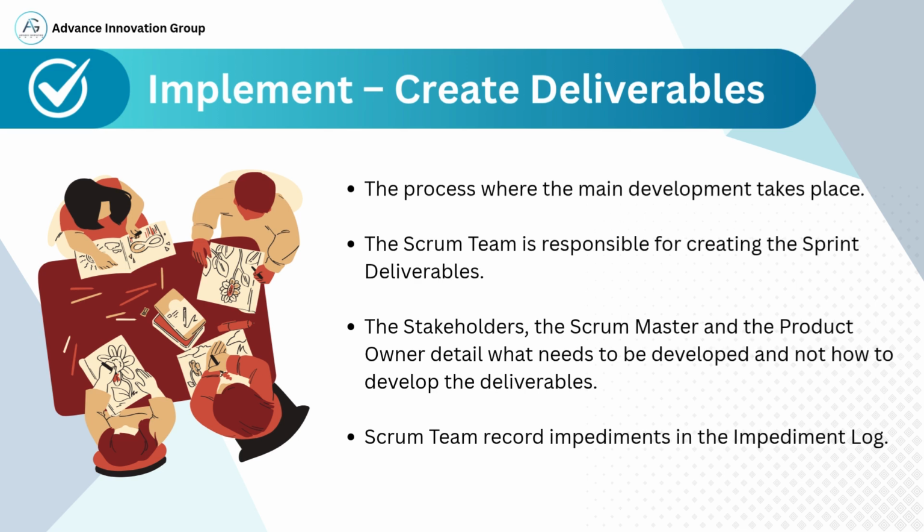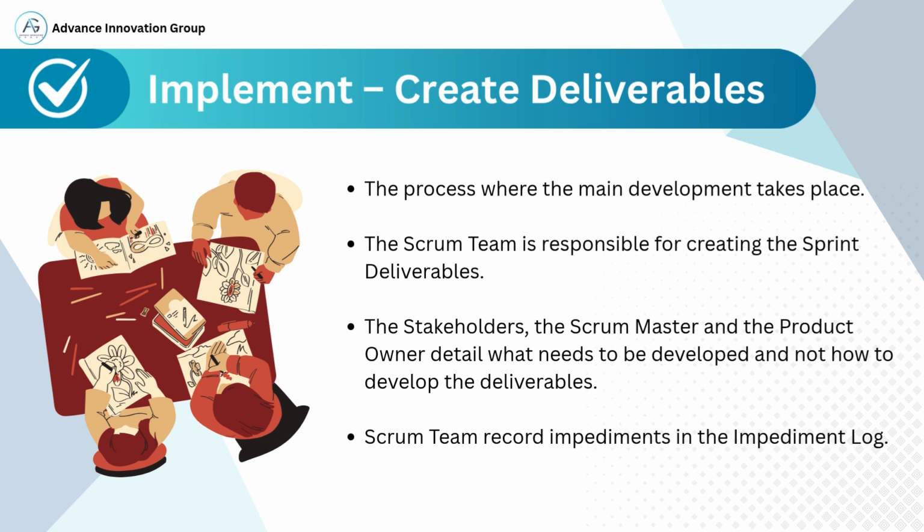Let's now understand the Create deliverables process within the Implement phase. This is the core stage of development, where the actual work happens. In this process, the Scrum team is directly responsible for creating the sprint deliverables, which are the product features or increments defined in the sprint backlog. The stakeholders, Scrum Master and Product Owner, play an important but indirect role here. They help clarify what needs to be developed, but they don't tell the team how to do the work. That's left to the Scrum team's expertise.